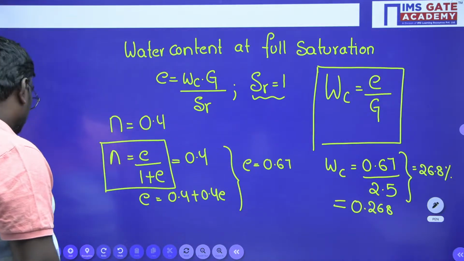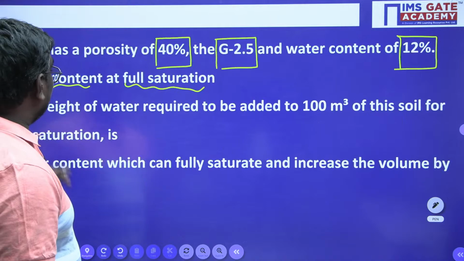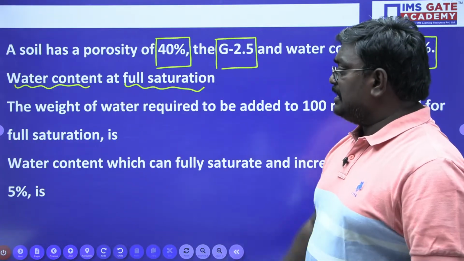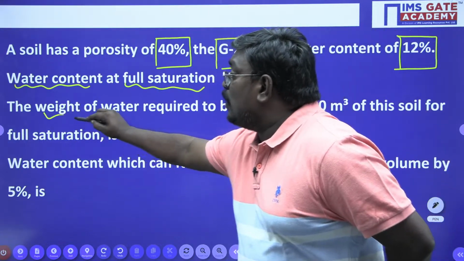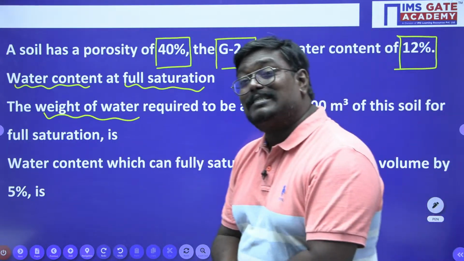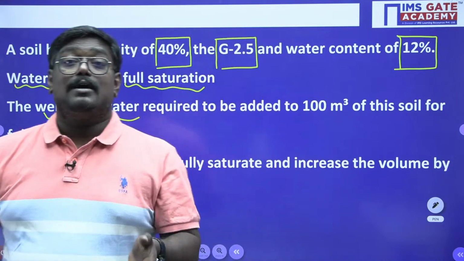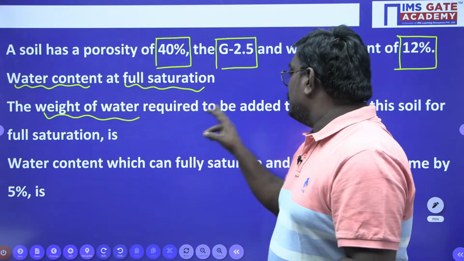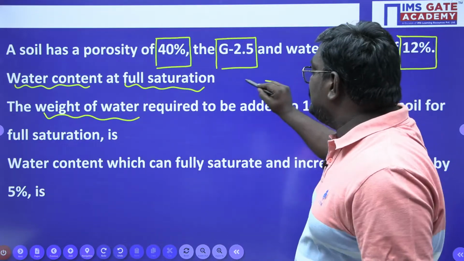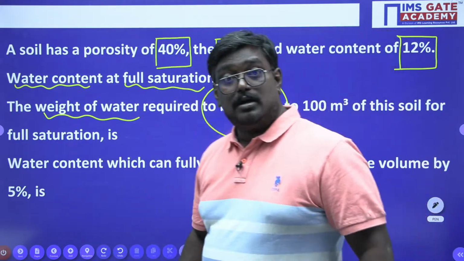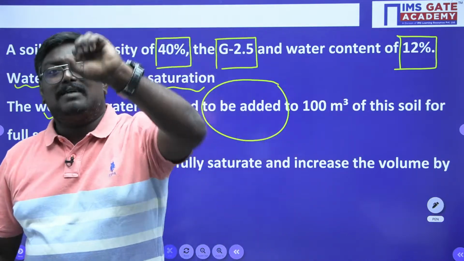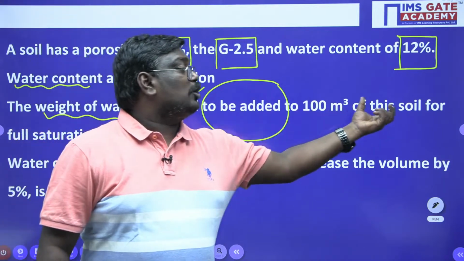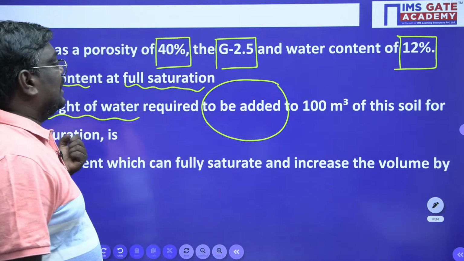Okay. Now he has asked in the second problem. See student, this is a beautiful problem. The question here is, what is the weight of water? He has not asked the concept of water content. Now the term comes, weight of water. What is the weight of water required to be added? This is a very, very important term. See, already there will be some water, and how do you add that water for 100 meter cube of soil for full saturation? Okay.